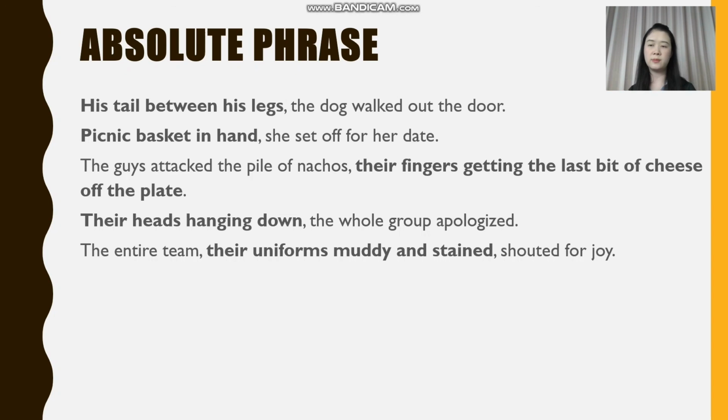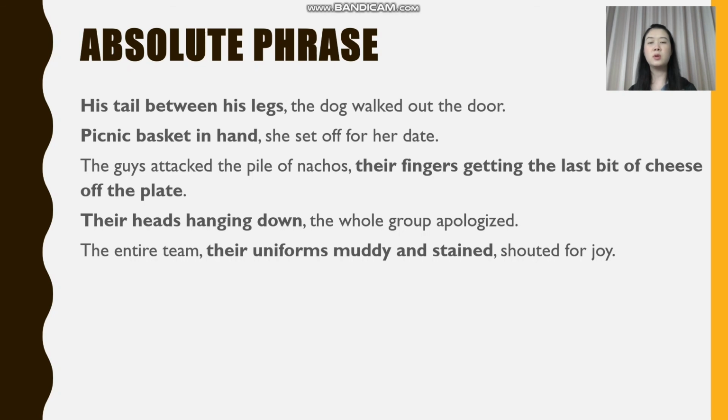Okay, so totally different. Picnic basket in hand, she set off for her date. And we use picnic basket in hand to modify the whole sentence. The guests attacked the pile of nachos, their fingers scraping the last bit of cheese off the plate, to modify the whole sentence. Their heads hanging down, the whole group apologized. Or even, the entire team, their uniforms muddy and stained, shouted for joy. So you can see that the form of the absolute phrase and the noun phrase are pretty similar, but the functions are totally different.